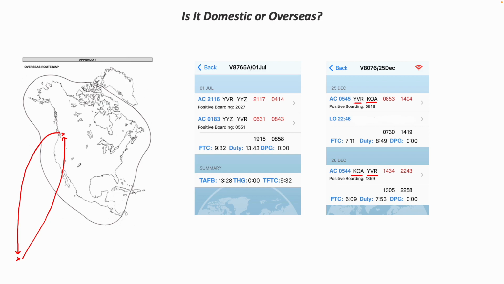Kona is quite clearly outside of the boundary line drawn on the map, so accordingly, this would be classified as an overseas pairing. That means that meals are expected to be boarded, and therefore meal allowances would not be paid for the time in the air going to Kona or coming from Kona. And for crew rest purposes, it would be overseas crew rest required at home base. And then similarly, minimum crew rest for overseas would apply in Kona as well.